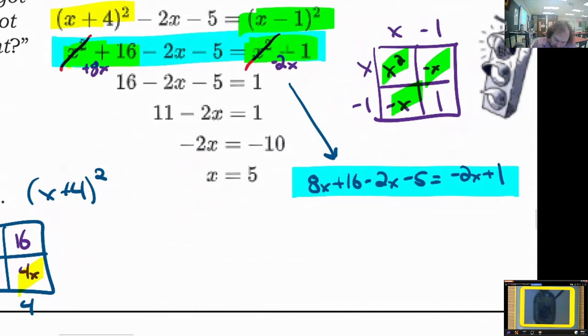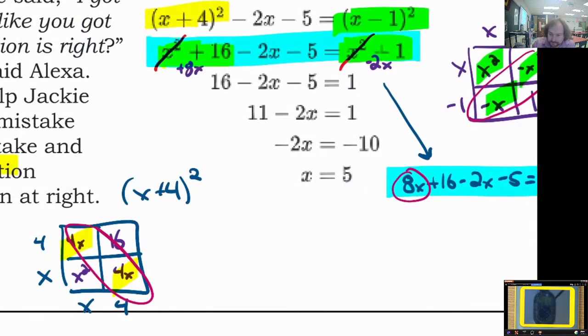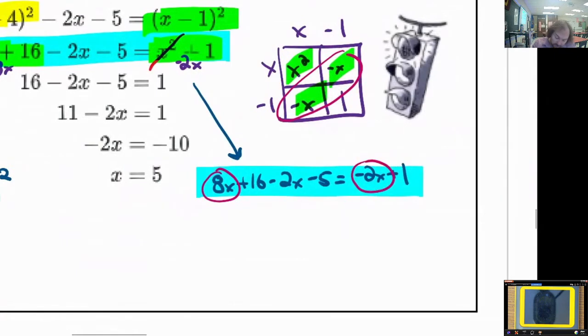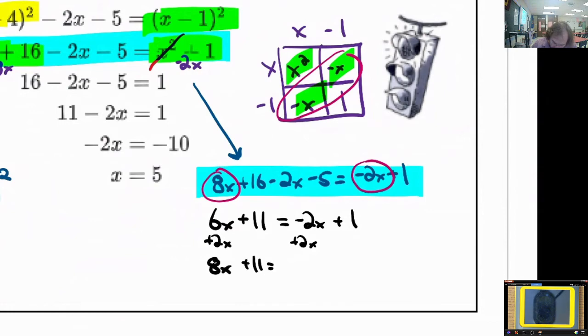I'm just bringing down all the parts of this problem right there. But I'm also remembering to bring down the 8x has got to be a part of the problem, and so does the negative 2x that we got from this part and also this part over here. So from there, the problem is going to take a little bit of a different turn. We're going to have 6x combining there plus 11 equals negative 2x plus 1. If we add the 2x over, we'll get 8x plus 11 equals 1. If we subtract the 11 over, we will get 8x equals negative 10.